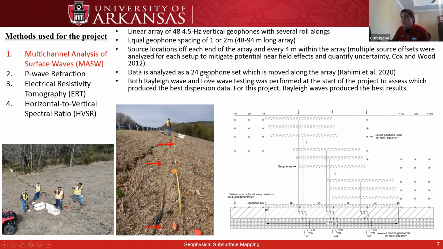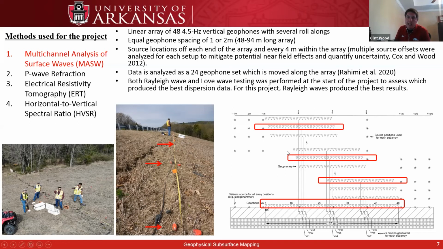And to analyze the data, we had a 24 geophone set. So this is similar to kind of how this is set up. So 48 channel array. And then we pick different 24 channel sets and analyze those individually with the appropriate source locations. And we did do Rayleigh and Love wave testing at the start of the project to assess which one produced better dispersion data. In this particular project, the bedrock was both soft enough and deep enough that Rayleigh waves worked very well in this case. There have been many other projects that we've dealt with where Love waves work a lot better in these shallow bedrock sites.